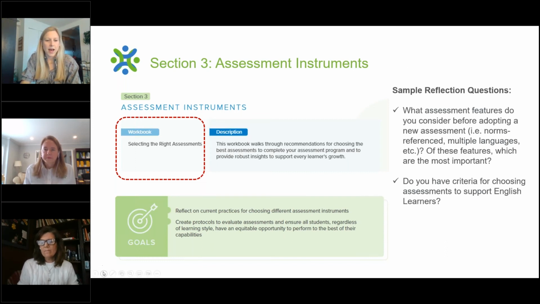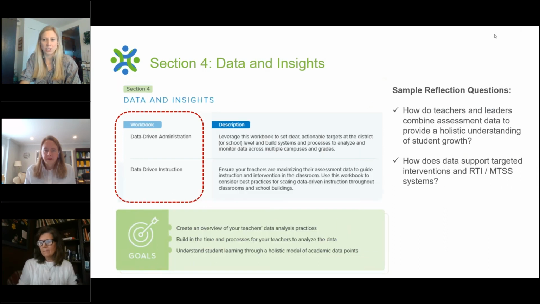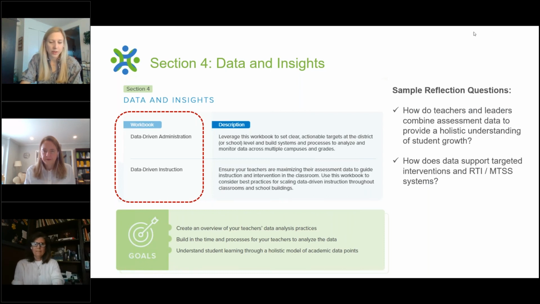Absolutely. So moving on to our final section, this section is really about data and insights. How are you using the data to maximize your student growth? Christina or Allison, do you mind talking a little bit about this section and our goals for it?